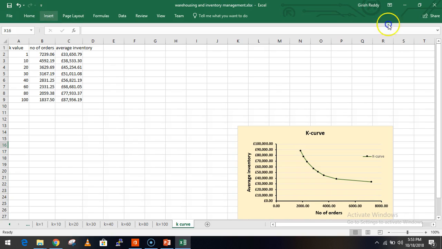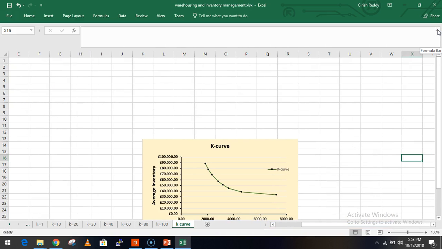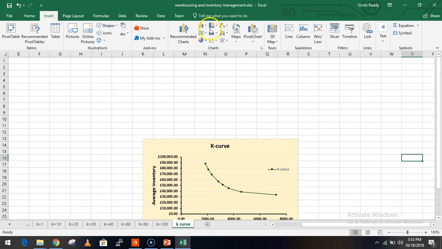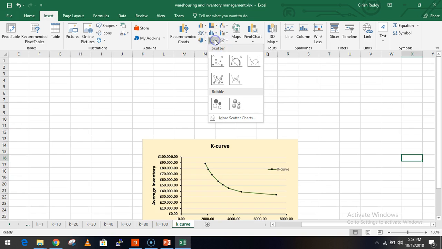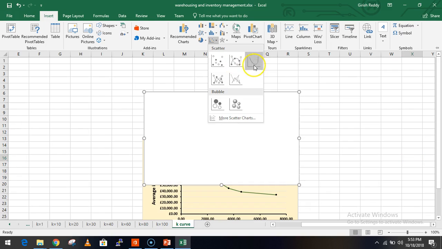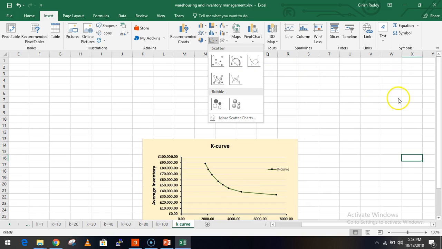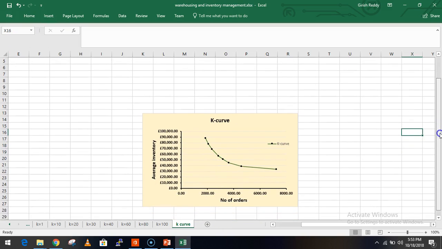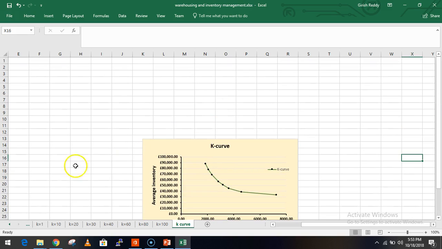Once you select those, you can use the different charts that look good to you. So it's up to you. So here comes the final K curve that I got for the values.